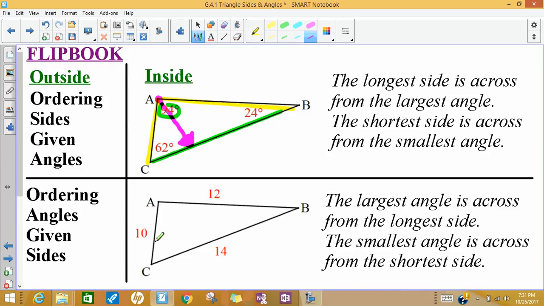Similar to that, if we know the side lengths of the triangle, we can order the angles. We can determine which angle is the biggest, which one's the smallest. The smallest angle is across from the smallest side. So my smallest side is 10, that's side AC. The angle across from it is going to be the angle that AC is not making. So AC touches vertex A and vertex C, so that means angle B is across from it, meaning angle B is the smallest angle in this triangle.